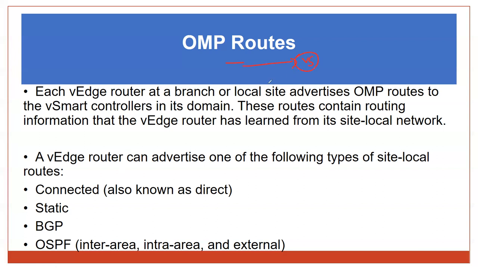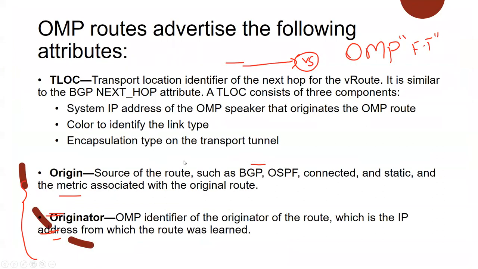Now, for vEdge routers, I will go and show you the configuration on the vEdge devices. If you go there and check what type of routes you can advertise, you can advertise static, BGP, OSPF, connected, etc. No brainer, you can go and do it. You have to edit the OMP feature template, because everything we are managing from the template, right? So whatever routes I need to advertise, suppose I am a vEdge device to vSmart, then we have to do that configuration.